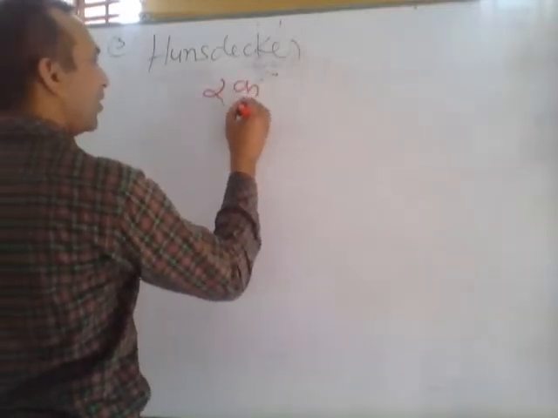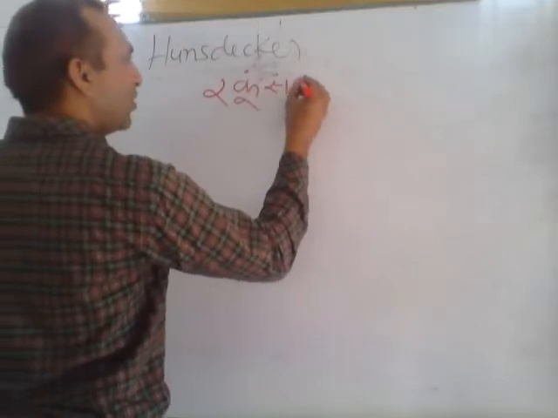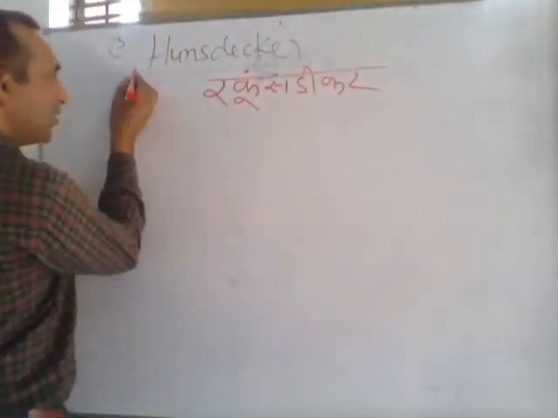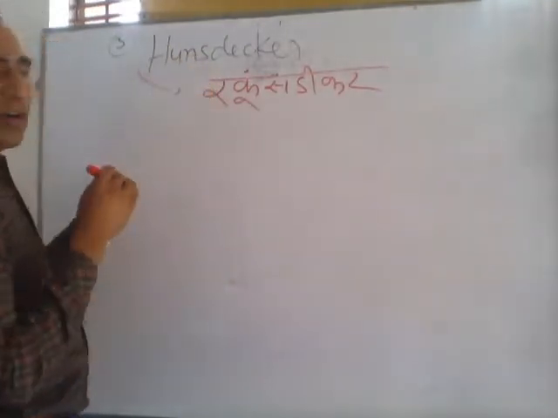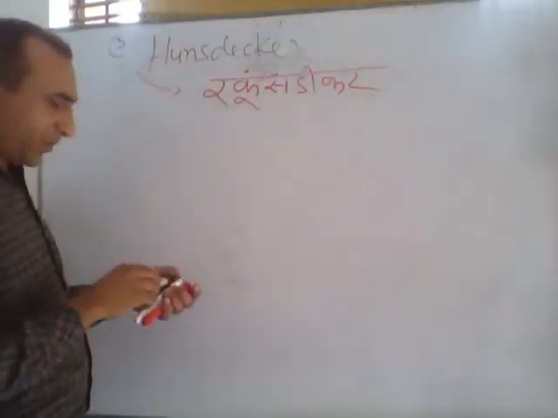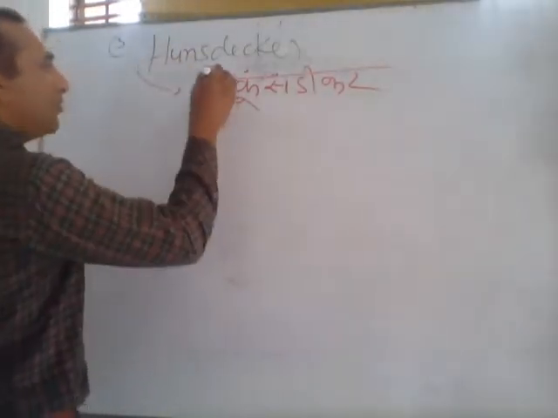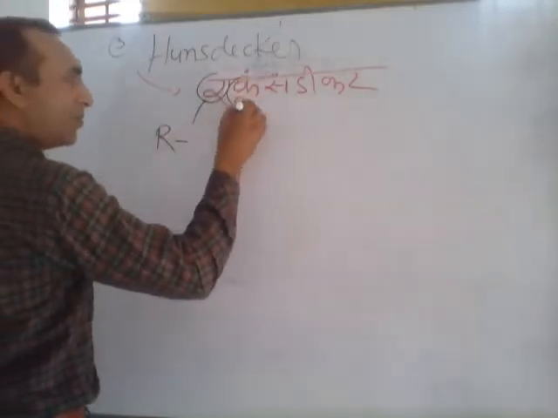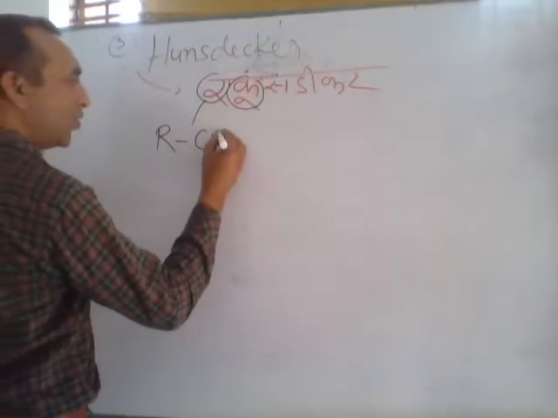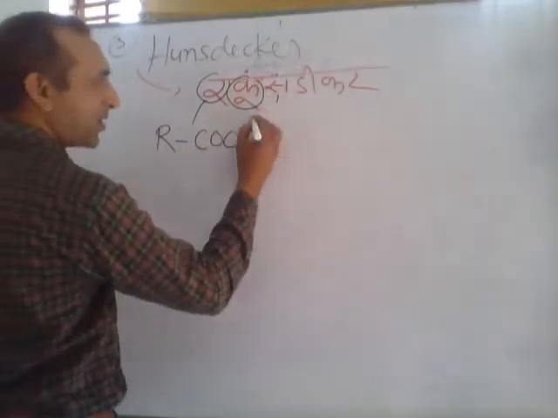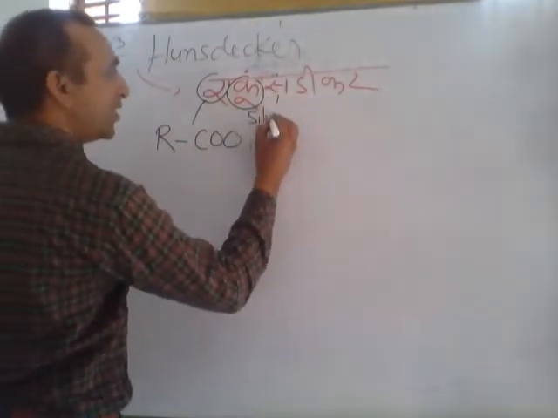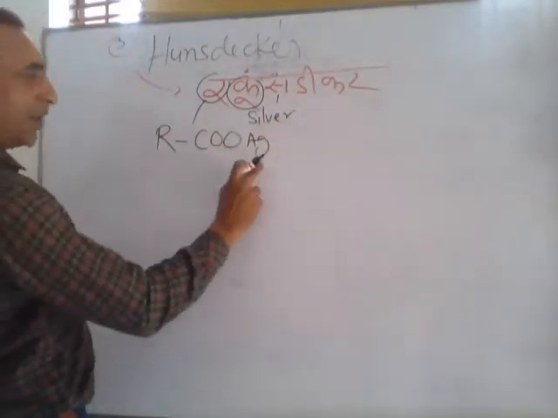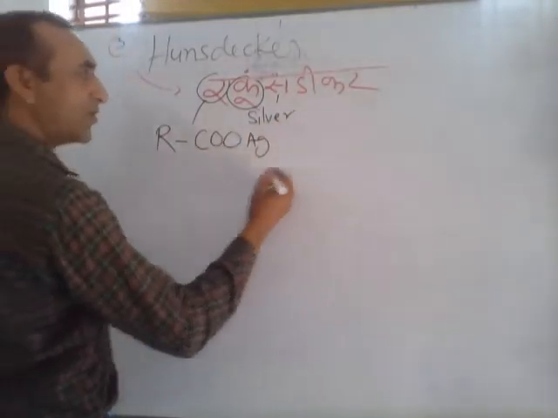Ra Hunsdiecker. Listen, this is a homophone of Hunsaker. Here, the meaning of R is R. The meaning of Ku is COO. The meaning of Sa is silver. So we use silver. This is called the silver salt of a carboxylic acid.